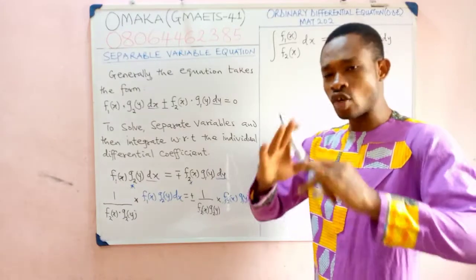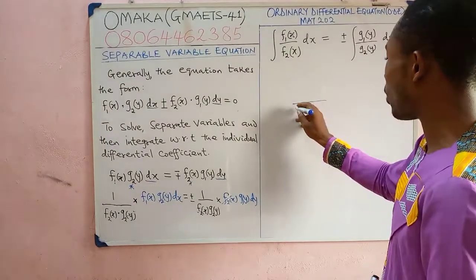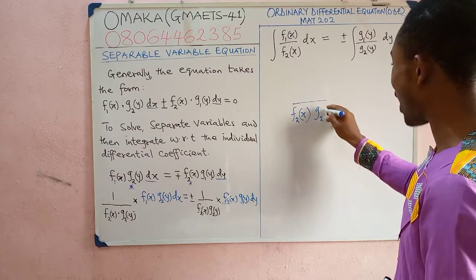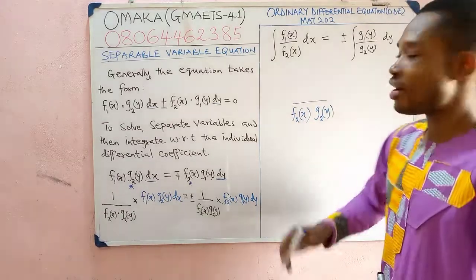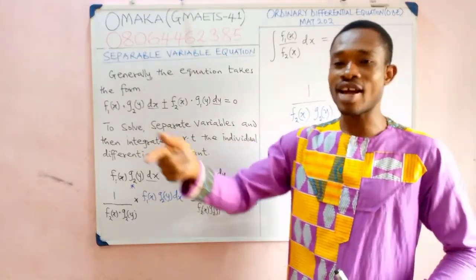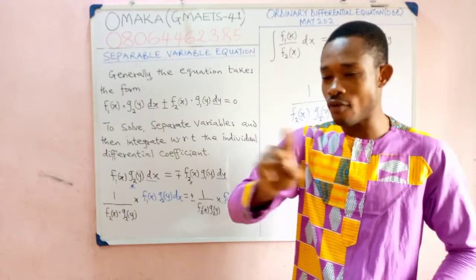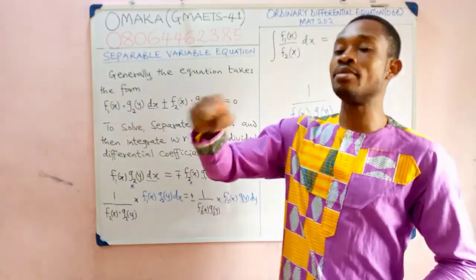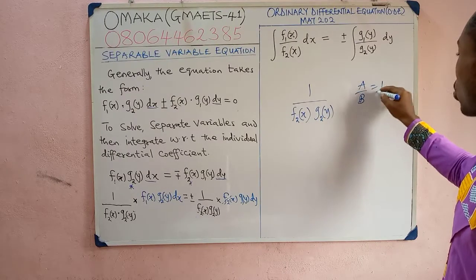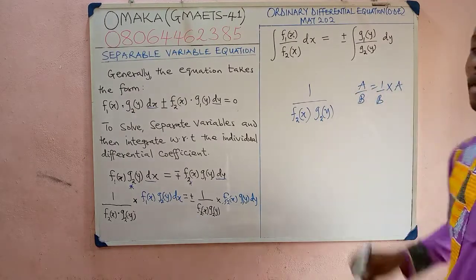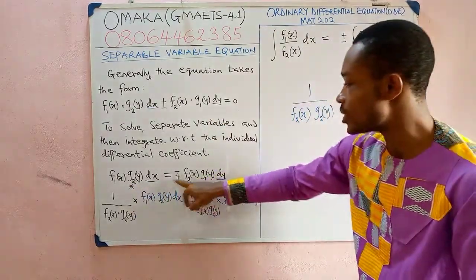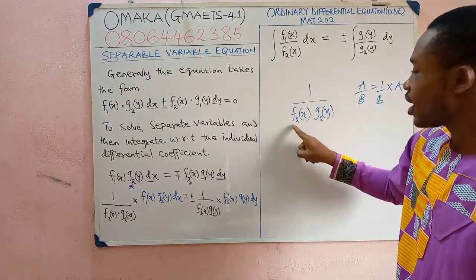Now, did you take note that in all, what I did was to divide by f2x, and by g2y? If I put 1 on top, dividing something by another thing is the same as 1 over that other thing times the something. Look at it. A divided by B is the same as 1 over B times A. Does that make sense?